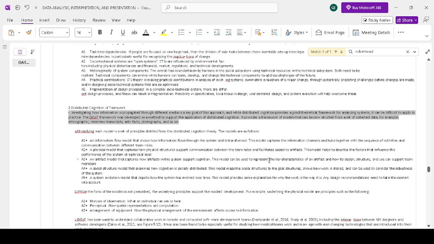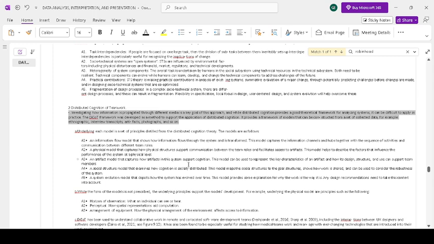And while distributed cognitive fit provides a good theoretical framework for analyzing systems, it can be difficult to apply in practice. The Decode framework was developed as a method to support the application of distributed cognition. It provides a framework of models that can be constructed from a set of collected data, for example, ethnographic, interview scripts, artifacts, photographs, and so on.